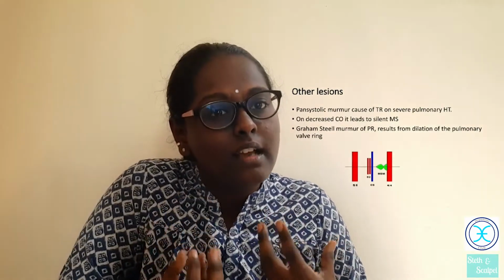Because of that, another murmur occurs on the right side because of tricuspid regurgitation. So that is a pansystolic murmur. During the right heart failure time, there will actually be a silent murmur. Everything gets so badly worsened that the mitral valve is not even opening. So there will be a silent murmur. We can't hear the normal diastolic murmur, or the pre-systolic murmur, during that time.